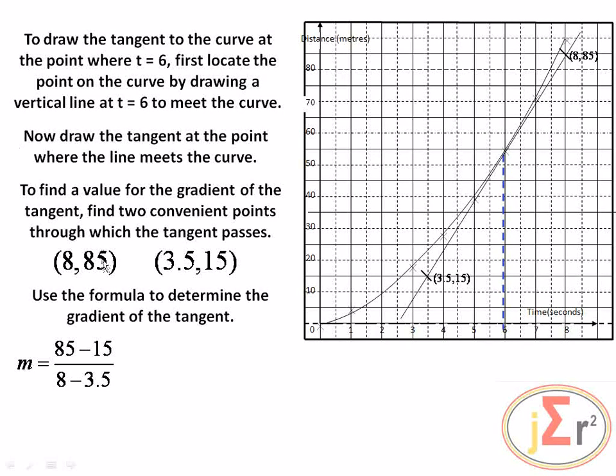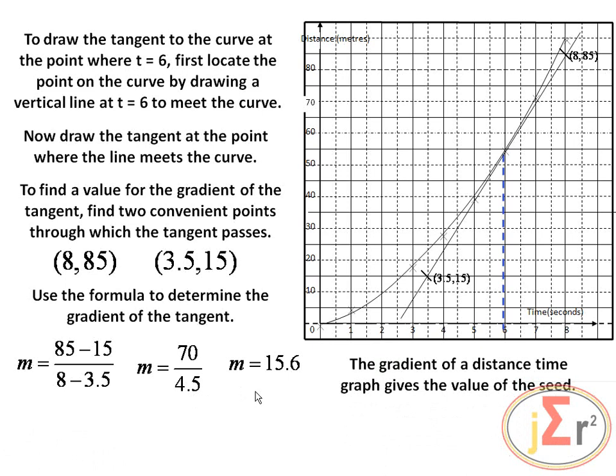So we have, for the y's, 8.5 minus this other y value, 8.5 minus 15, and for the x's, we have 8 minus 3.5. That gives 70 divided by 4.5, and our gradient is 15.6.